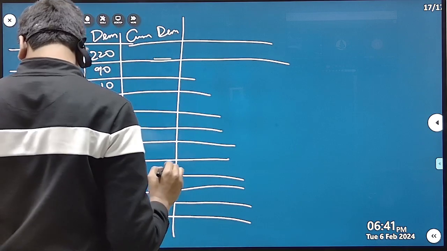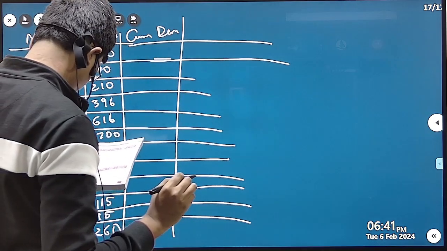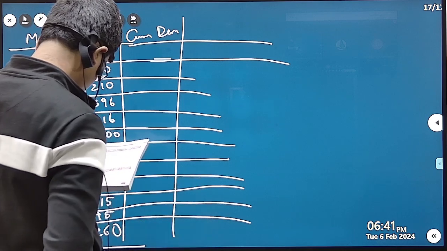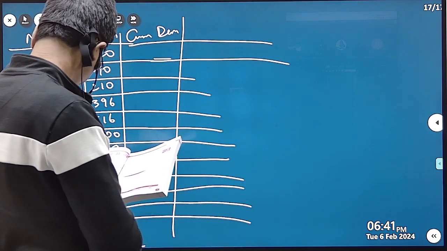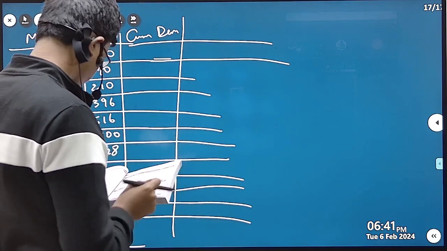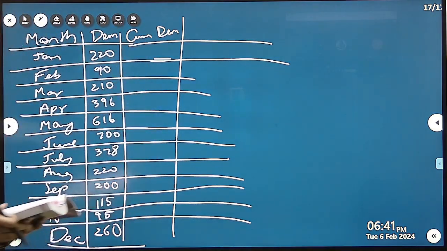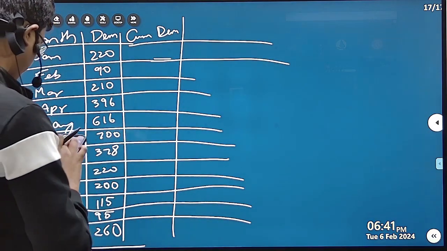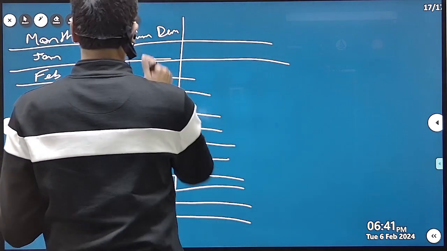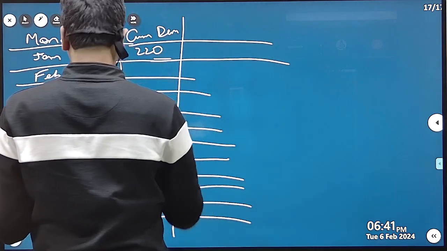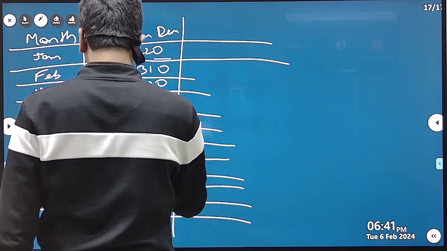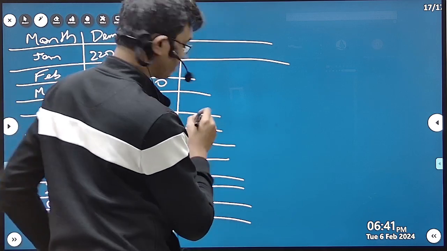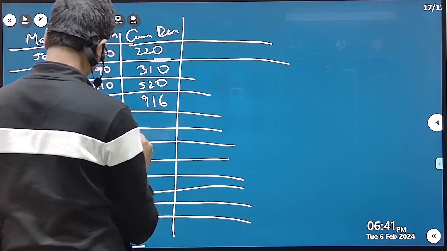Can someone quickly tell, or is it given here in the book? We do not have the cumulative demand, right? No, that is for the total. I want cumulative demand like this. Let us calculate quickly. Okay, 220 here plus 90 is 310 plus 210, 520. 916. Okay, it is there.